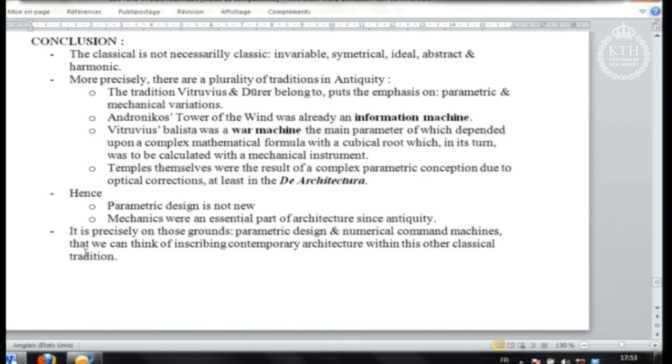And temples themselves were the result of a complex parametric conception due to optical correction, at least in De Architectura. Hence, parametric design is not new. Mechanics were an essential part of architecture since antiquity. And it is precisely on those grounds, parametric design and numerical command machines, that we can think of inscribing contemporary architecture within this other classical tradition.